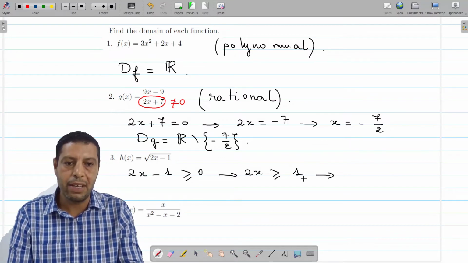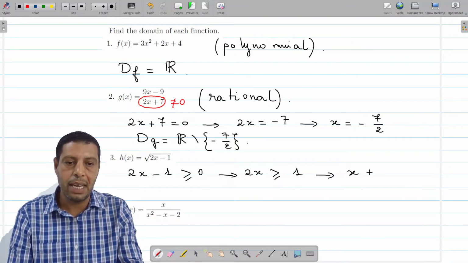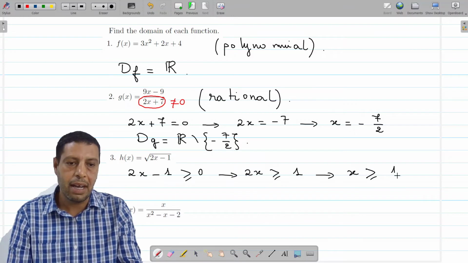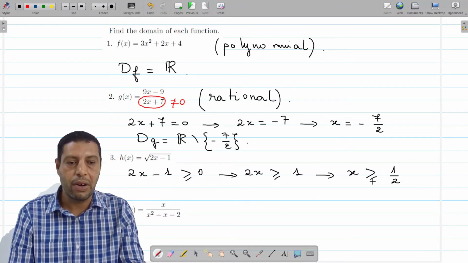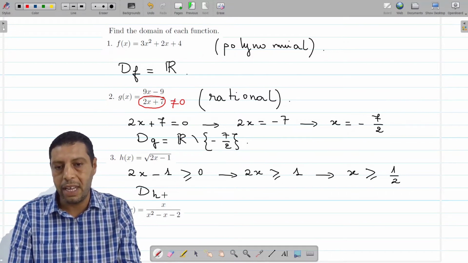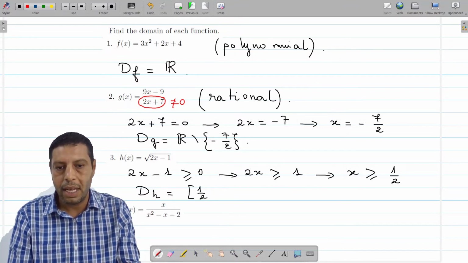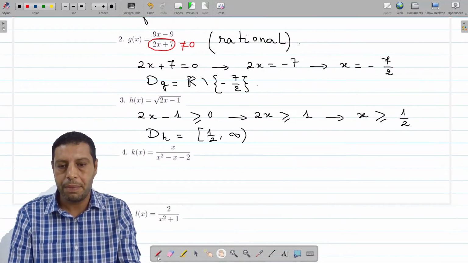Now we divide by 2 and we don't change the inequality symbol because the 2 is positive, so we keep the same symbol and we obtain x greater or equal to 1/2. The real numbers which are greater or equal to 1/2 are in the interval. So the domain of h is the closed interval from 1/2 to infinity, open at infinity. So the interval is [1/2, infinity) and this is the domain of h.